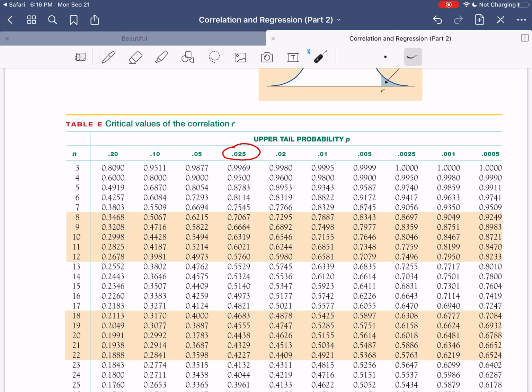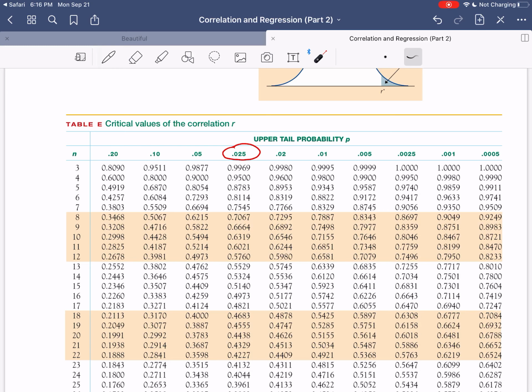Then you will notice that I've circled the 0.025 column. This is the column we're always going to use in here. It's a little bit beyond where we're currently at in our class to talk about why on this table there's so many different options. We will only be using this one.